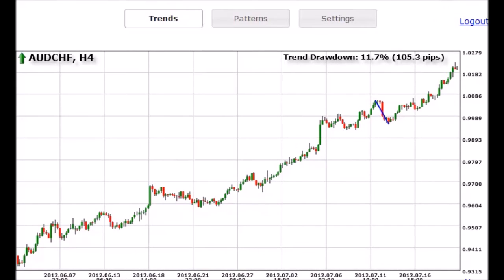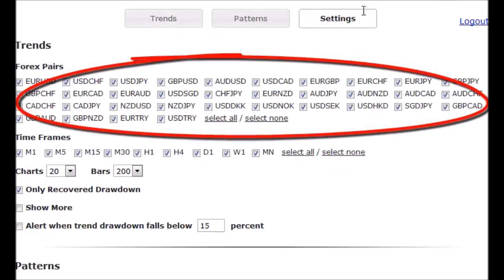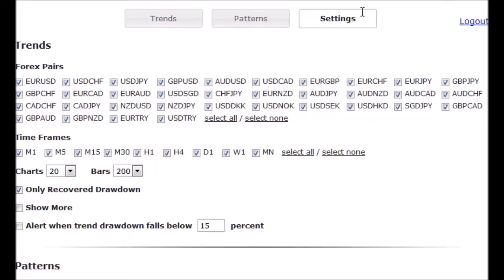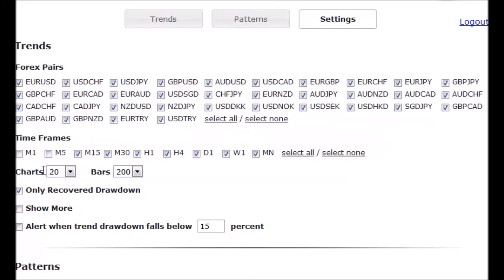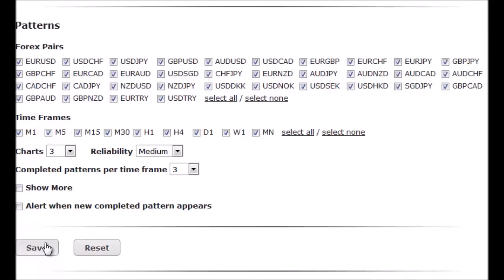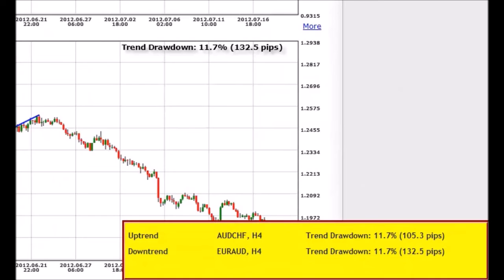So let's go back into Settings, and here you can select only particular currency pairs or deselect pairs you do not want to trade or that are not in your trading platform. You can also deselect time frames, for example, the lowest time frames. You can set up alerts when the trend drawdown falls below, let's say, 15%. Then click Save. And the audible alert will let you know when the lowest drawdown on any chart falls below 15%.